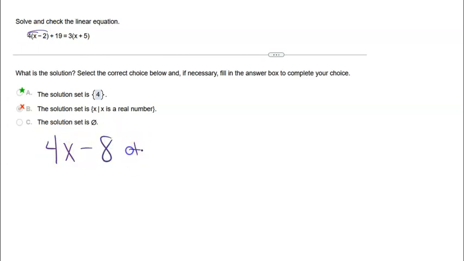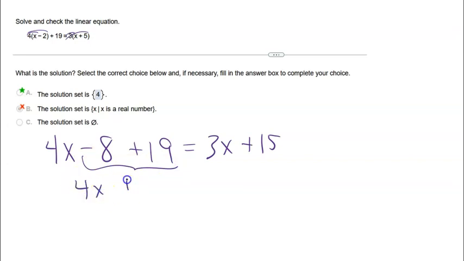That plus 19 is still on the left. And now on the right, I'm going to do the same thing to get 3x plus 15. Okay? Now, here's what I suggest. Why don't you combine like terms? So on the left, you have 4x plus 11. And on the right, you have 3x plus 15. Okay? Now, each side, if you look at them independently, the left side, 4x plus 11, is completely simplified. I cannot add those together because they're not like terms. 3x plus 15 is completely simplified. I can't combine those together because they're not like terms.